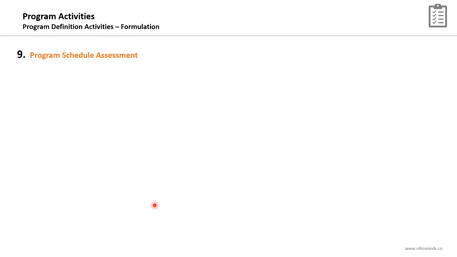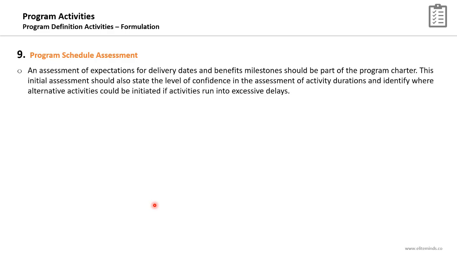Supporting activity number 9 is the program schedule assessment, an assessment of expectations for delivery dates and benefits. Milestones should be part of the program charter, and this input will be generated as an outcome of the program schedule assessment. This initial assessment should also state the level of confidence in the assessment of activity durations and identify where alternative activities could be initiated if activities run into excessive delays.